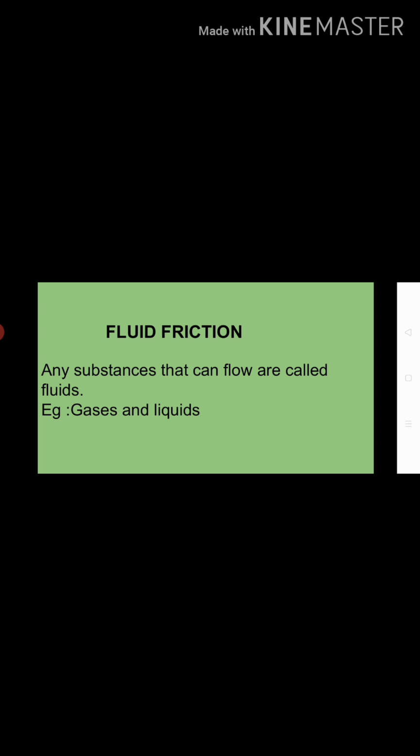The substances that can flow are called fluids. For example, gases and liquids. Gases and liquids can flow, so we can call these fluids. Fluids exert frictional force on objects that move through them. Frictional force exerted by liquids: liquids exert frictional force on objects which move through them.